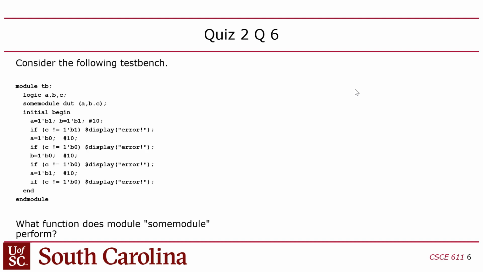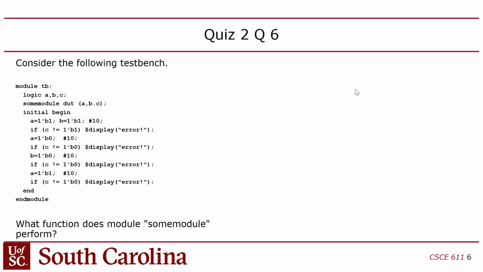Okay, consider the following test bench. What function does some module perform? So from this, you have to infer what's going on in the design under test from the way it's being tested. The way it's being tested is that you're putting inputs and you have an expected output. So basically, the test bench has a truth table in it. Make sense? So there's two inputs, I think just A and B, and one output C.